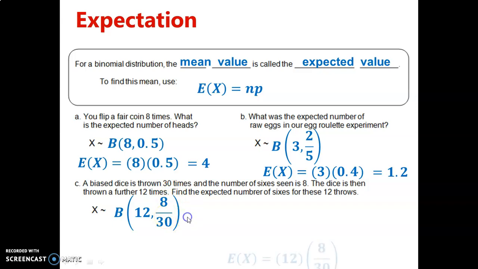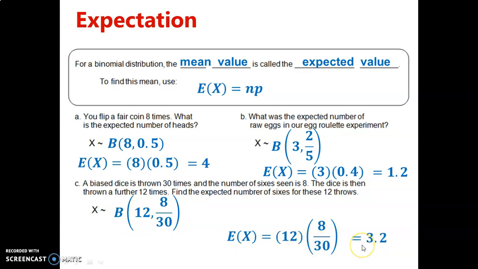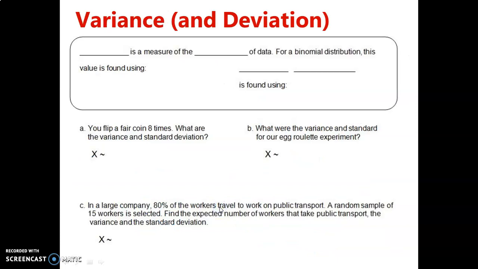So what's the expected number of 6s in this second experiment? Well, we run the expected value formula, and we get 12 times that probability, which works out to 3.2. So if we throw the die 12 times, we expect to see a 6 3.2 times. All right, great. Pretty basic formula, but an important idea underneath it, so I hope you're grasping this. Let's jump now to variance and deviation.